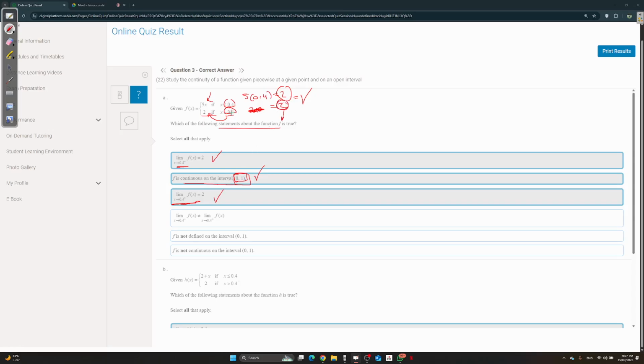It's 2. We did it already. We substitute 0.4. Since there's no x, you can't multiply by 0.4 or anything, so it's always just going to be 2. Then here, they say that the limits are not equal. Is that true? No. F is not defined on the interval 0, 1.